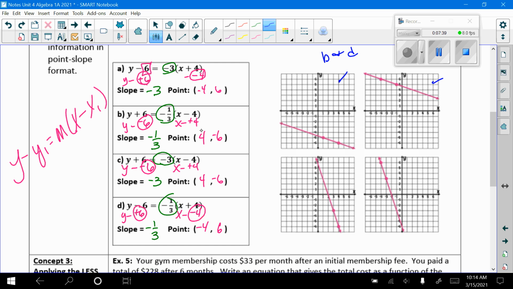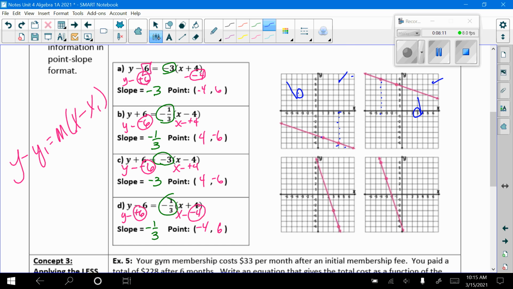So B, I'm looking for 4, -6. 4, -1, -2, -3, -4, -5, -6. Yes, that is one of the points. And it is down 1 over. So I would say that this one is B. D, this one should be D, but let's double check it. -4 and +6. 1, 2, 3, 4, 5, 6. Yes. So D.